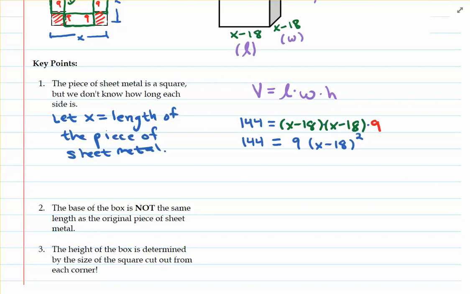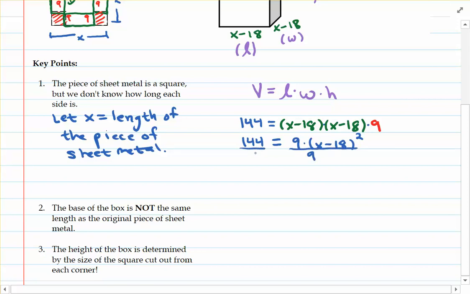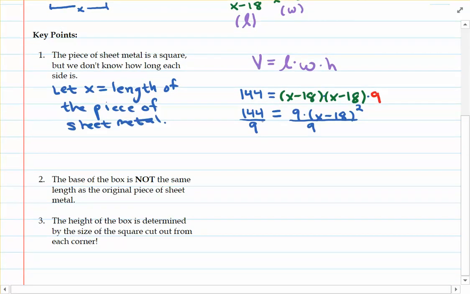You can probably tell that we're going to apply the square root method in just a few short steps. However, before we do that, one thing I want to mention is that we need to get rid of any factors that are in front of the quantity being squared. So what that means is we'll have to decide on how to get rid of this 9 that's being multiplied to x minus 18 quantity squared. And you probably know the drill. We'll go ahead and divide both sides by 9. And 144 divided by 9 winds up giving us 16. On the right-hand side, we'll have just x minus 18 quantity squared.